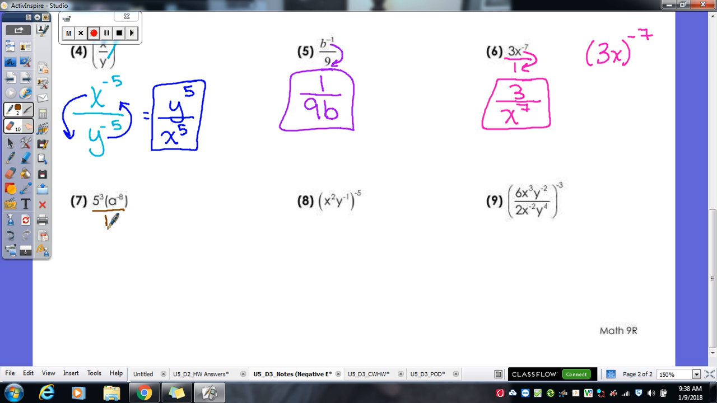All right, so for number 7, again, I put my over 1. So I got 5 to the 3rd times a to the negative 8. So what am I going to move? The 5 or the a? The a, because that is the only thing that has a negative exponent. 5 to the 3rd, that's already positive, so that's going to stay up top. a to the 8th moves down to the bottom. So then we just have to finish cleaning it up and figure out what 5 to the 3rd power is. 125.